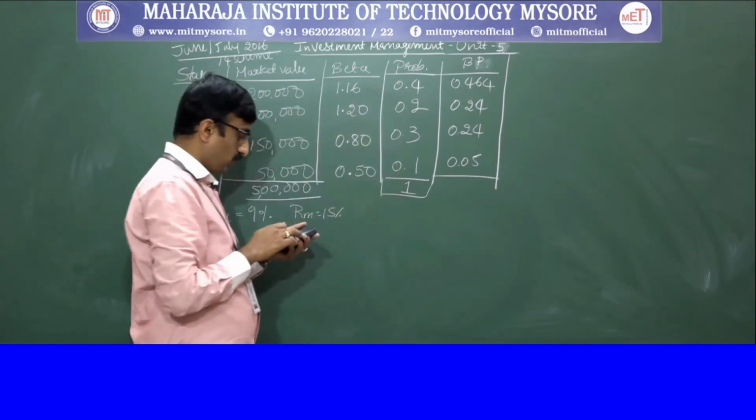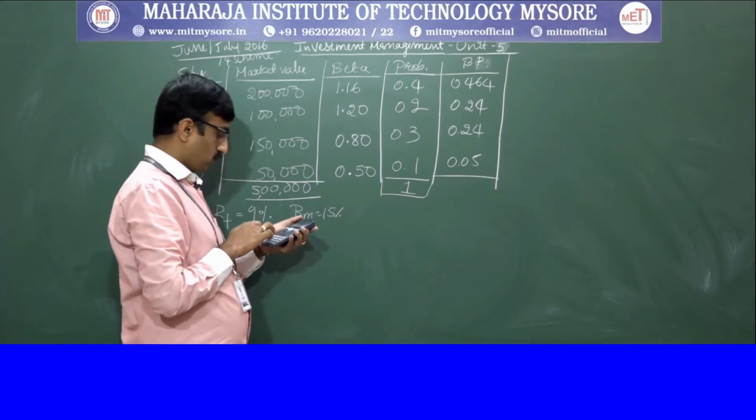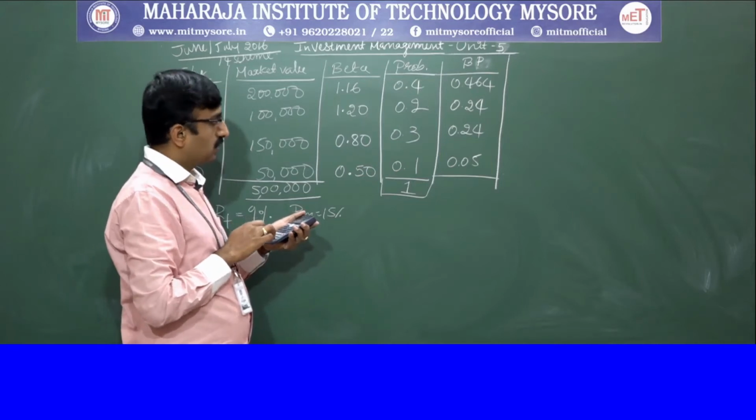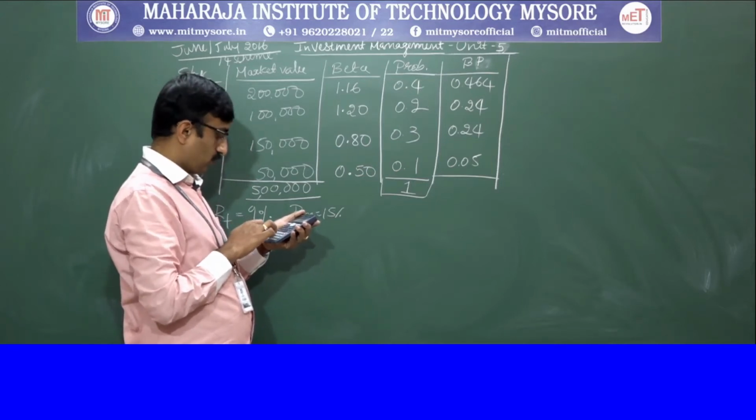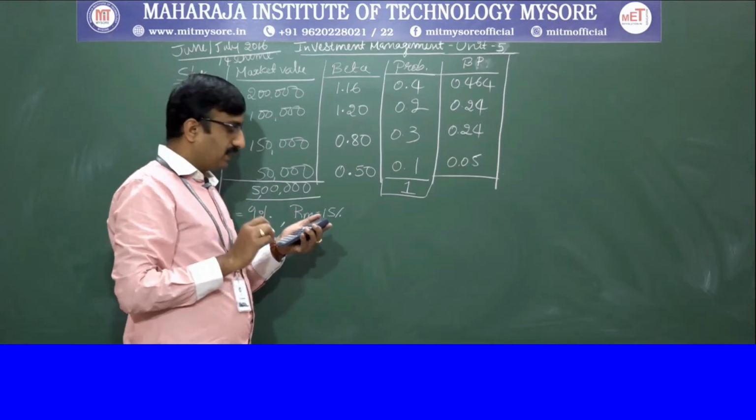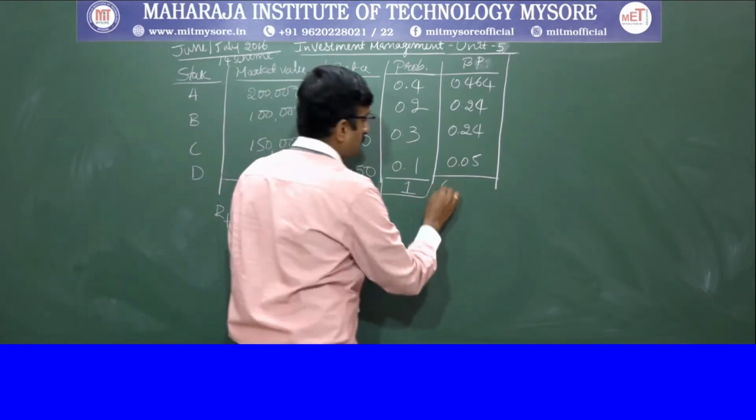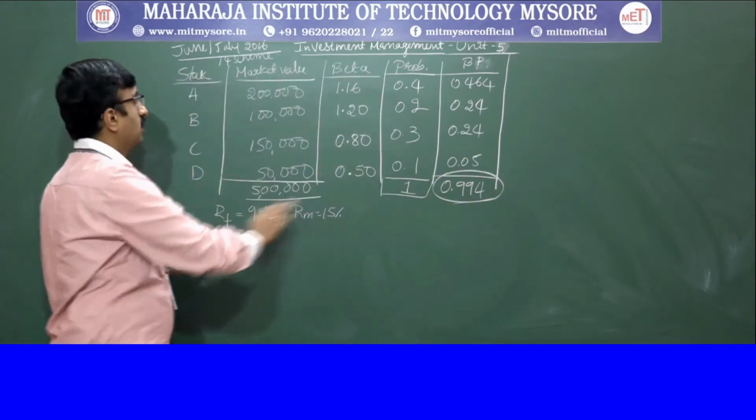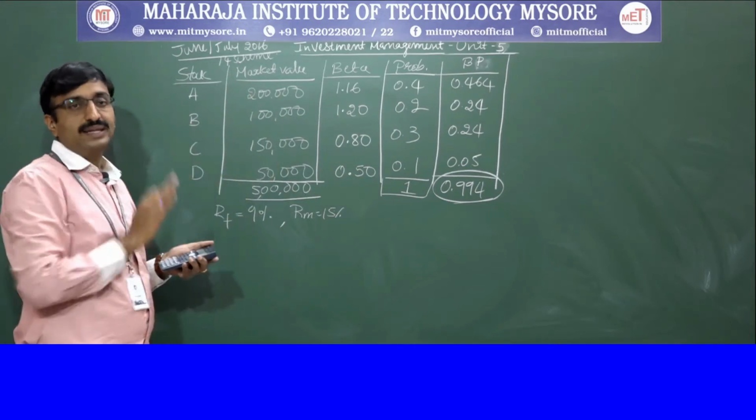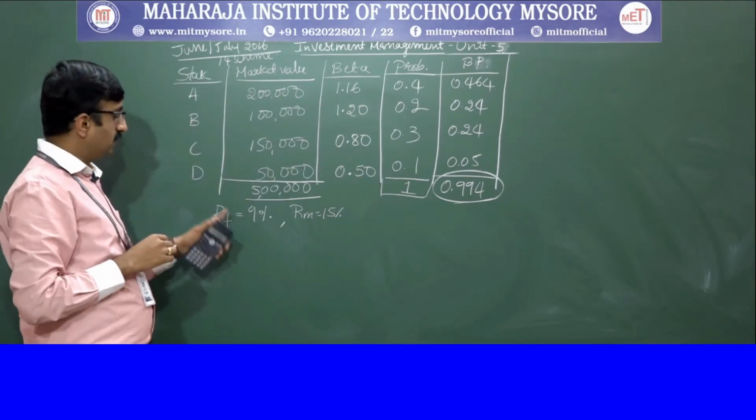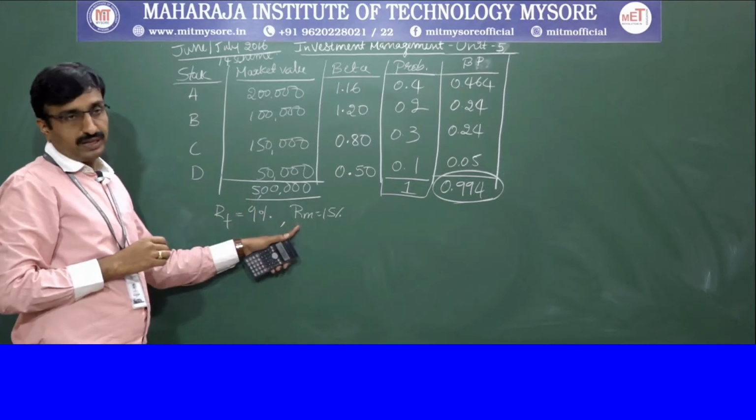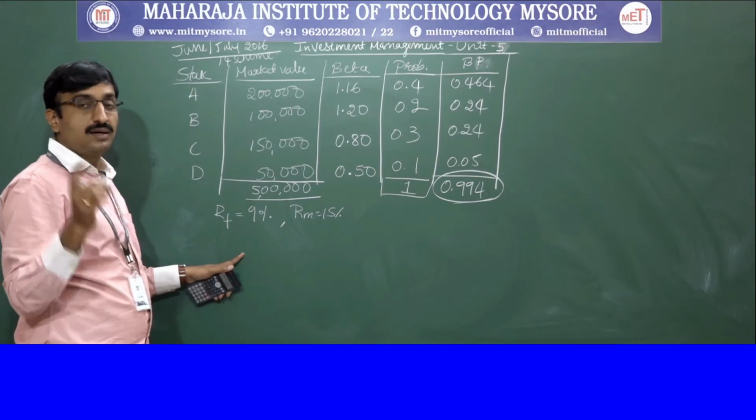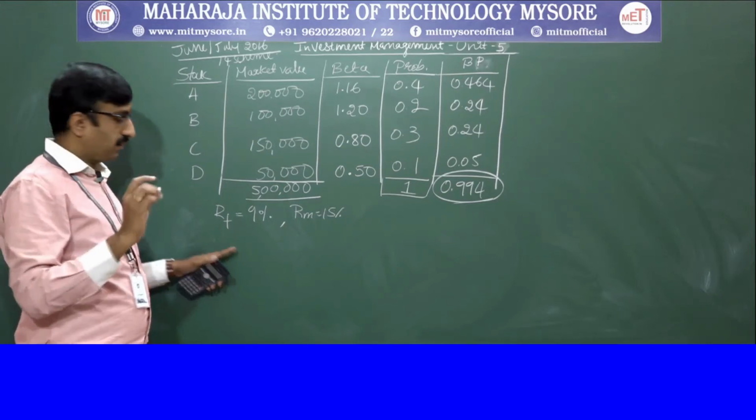So sum of this, that is 0.464 plus 0.24 plus 0.24 plus 0.05, you will get 0.994. This is the total beta for the complete market, complete industry. Given is 9% RF, RM is 15%. So what formula do we have to apply? Remember the CAPM formula. Go back to the previous unit and apply the formula.